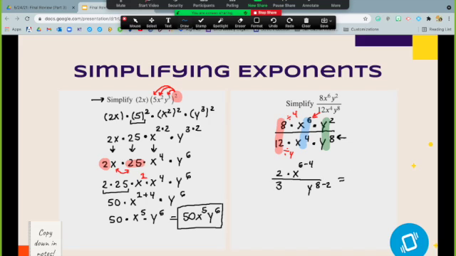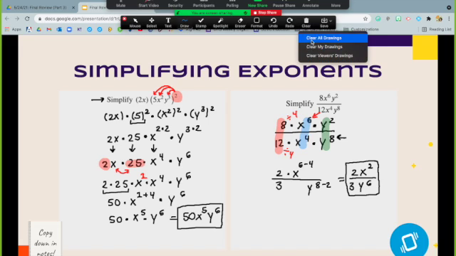And so altogether we have the 2 and the 3. x to the power of 6 minus 4 is x to the power 2, and y to the power of 8 minus 2 is y to the power of 6, so we get 2x squared over 3y to the power of 6. That would be my final answer. Cool.